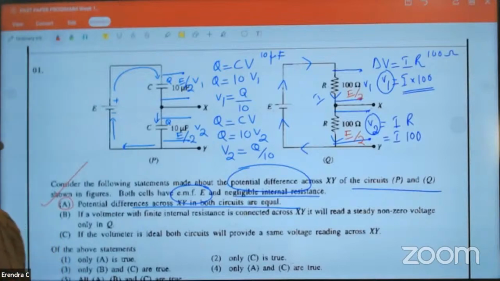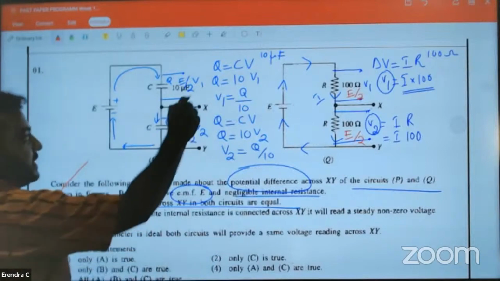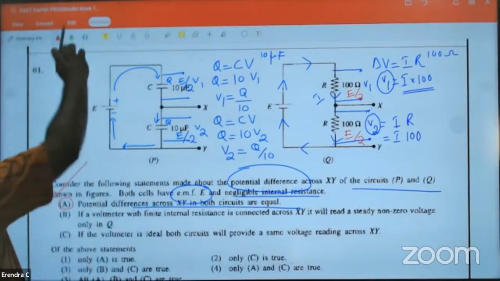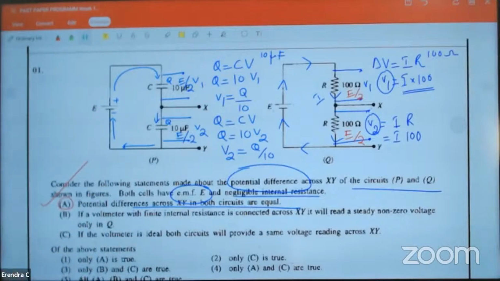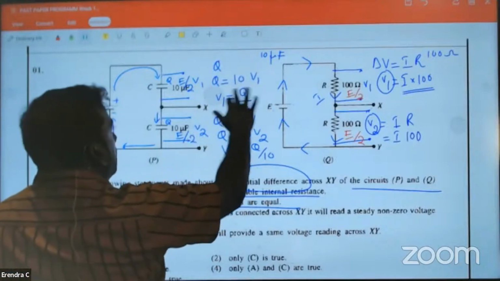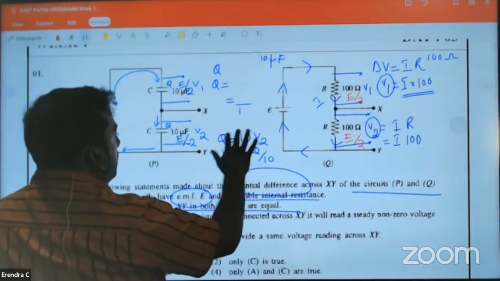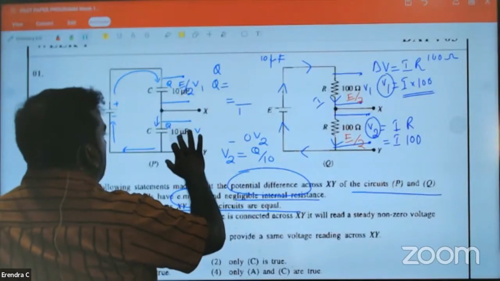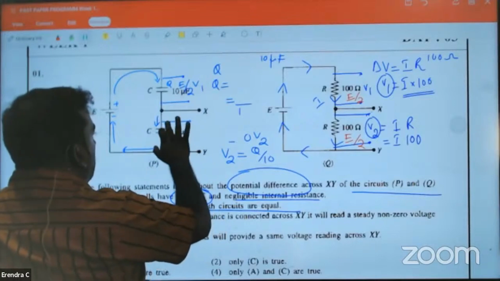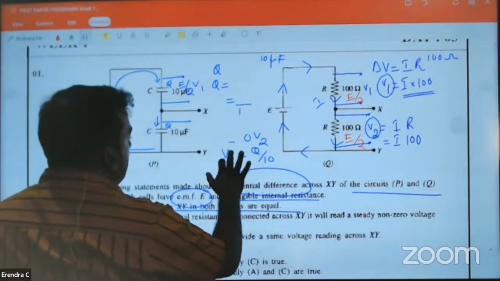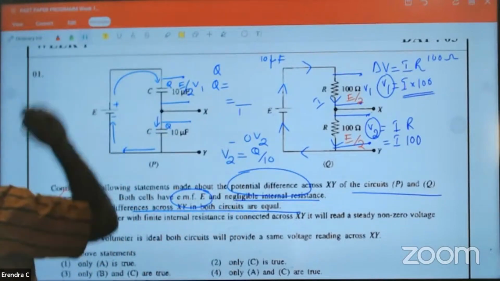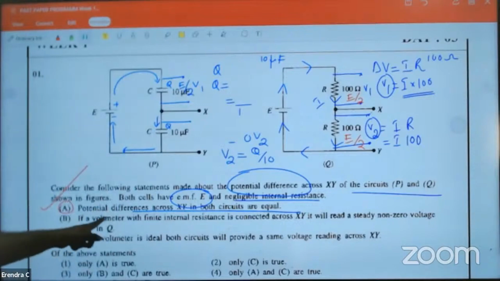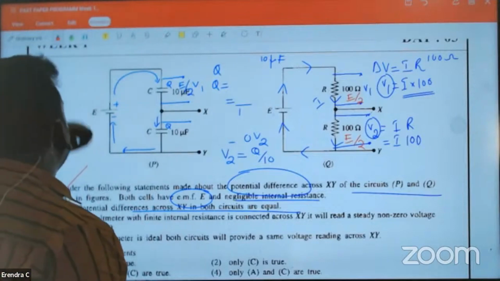Okay. What's your next statement? Next statement: if the voltmeter with finite internal resistance is connected across XY, it will read a steady non-zero voltage. Steady non-zero voltage.